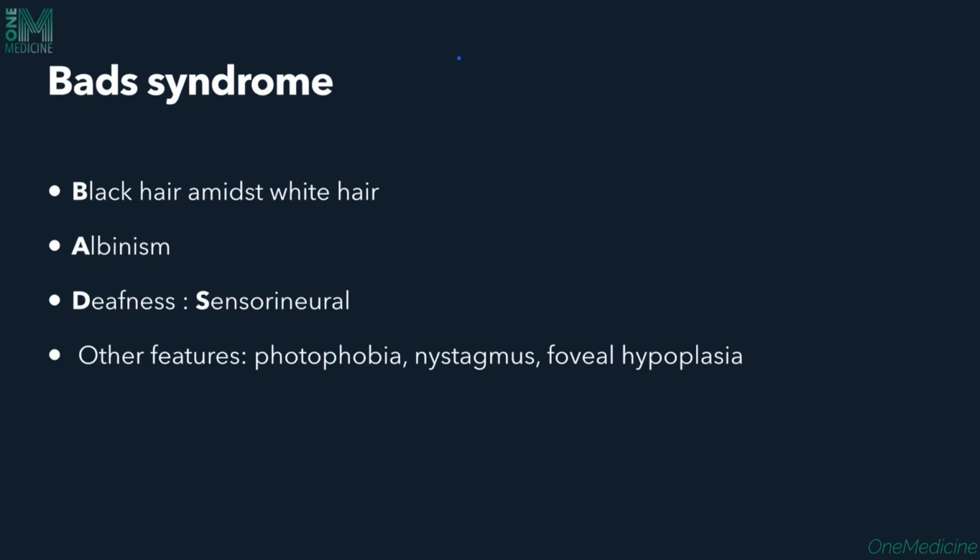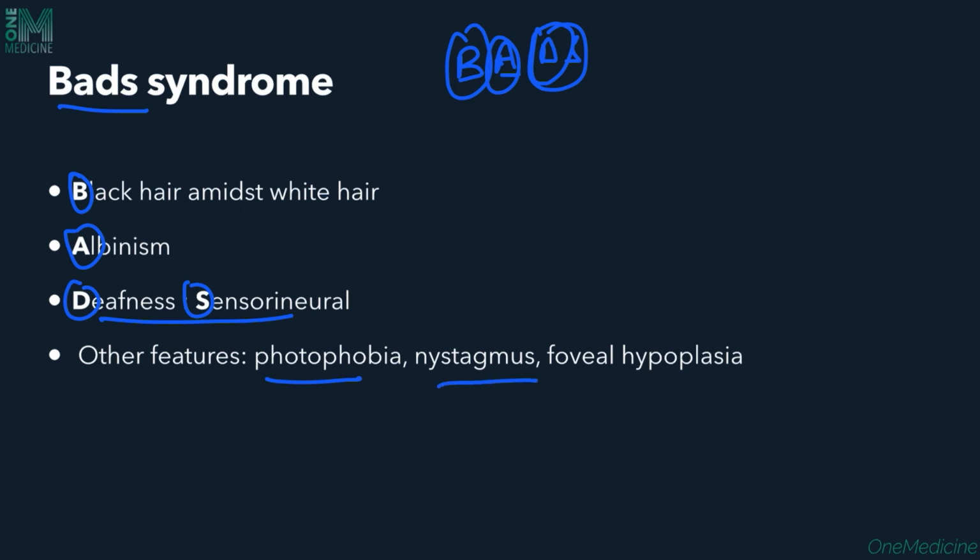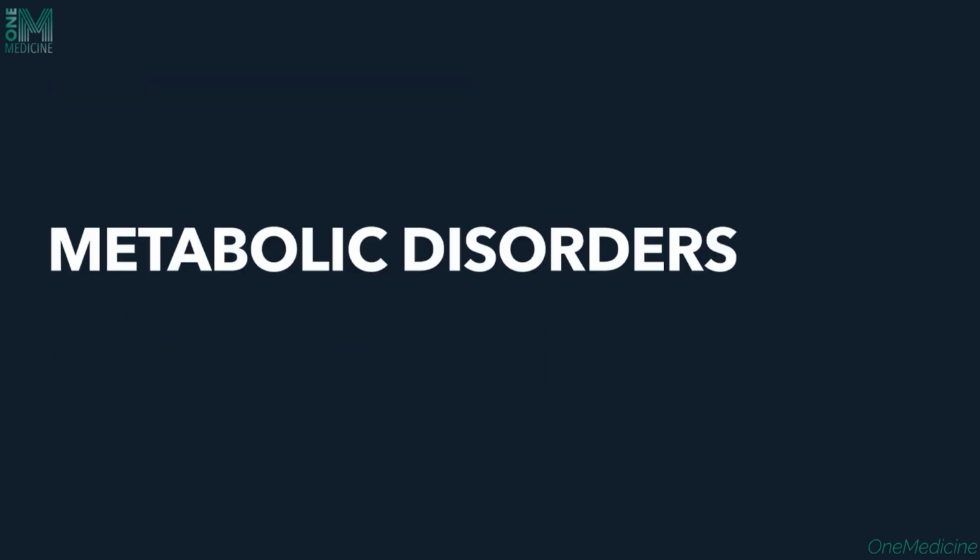Then BADS syndrome: there is black hair amidst white hair. There is albinism seen. There is deafness, sensorineural type of deafness present here, that is BADS syndrome. Along with that, there can be features of photophobia, nystagmus, and foveal hypoplasia.